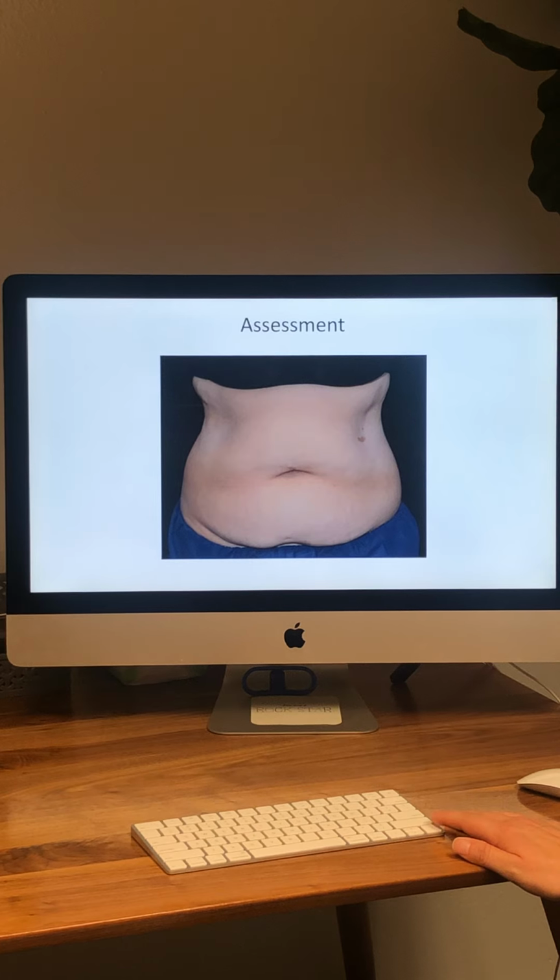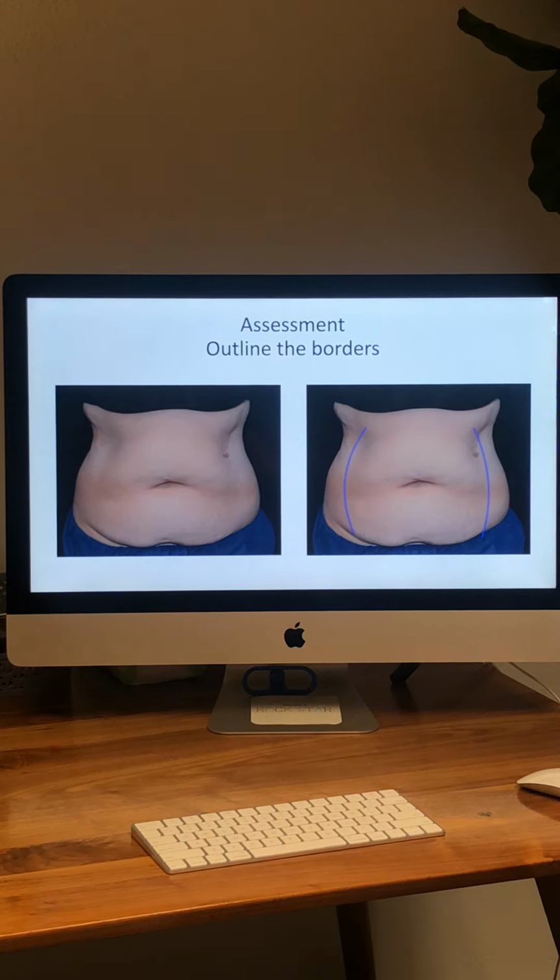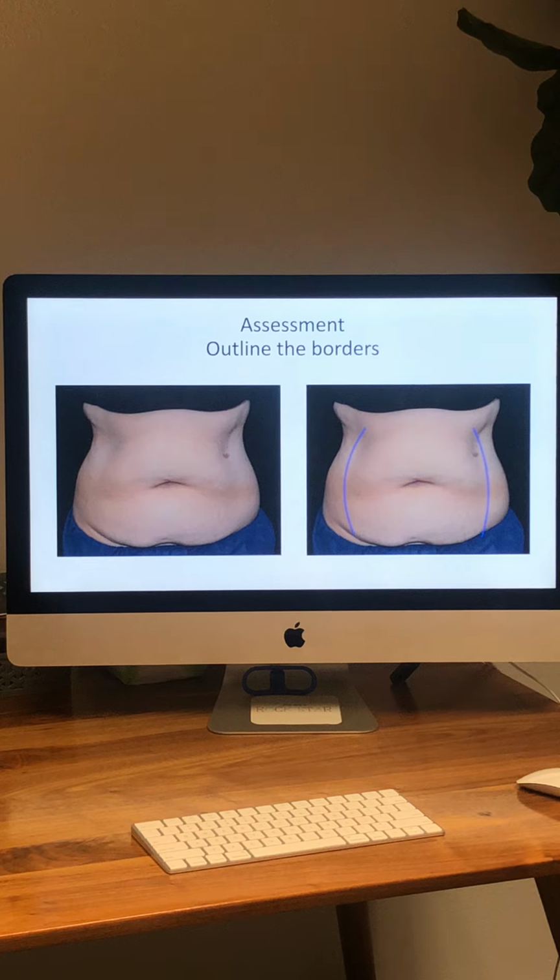As we do with all clients who are going to be treating their abdomen, we always want to mark the oblique lines. The reason that this is important is you want to make sure that you are completely treating all of the fat that is inside those oblique lines, because if you're missing any of that fat, it's left behind, and what we know is often the fat that is left behind ends up frustrating people more than the fat that was removed.